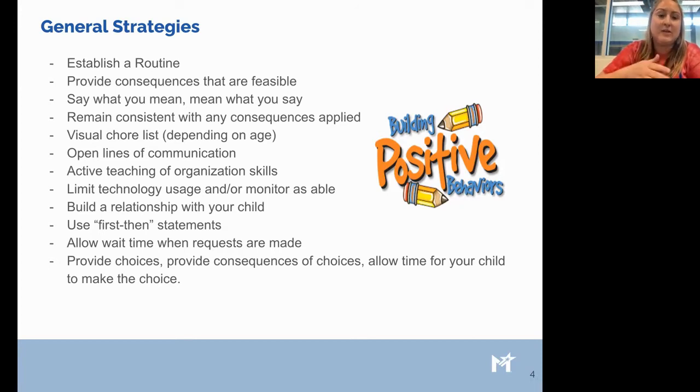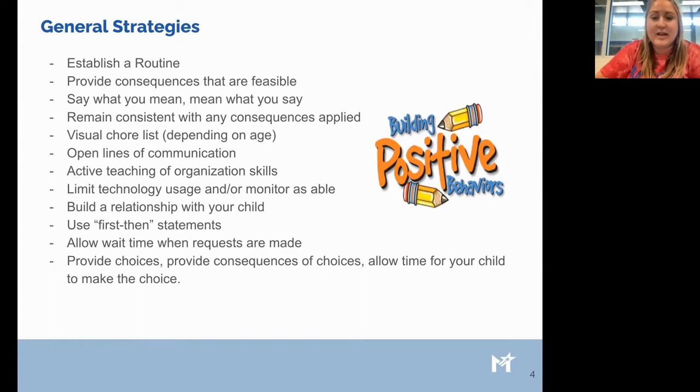Providing specific steps or things that you want them to do. Maybe they can only handle one at a time, or maybe they can handle 2 at a time, but making sure that you provide active teaching of the organizational skill. Let me show you how to prioritize that. Let me show you how to organize your room. Doing that actively with them and not expecting them to just know.